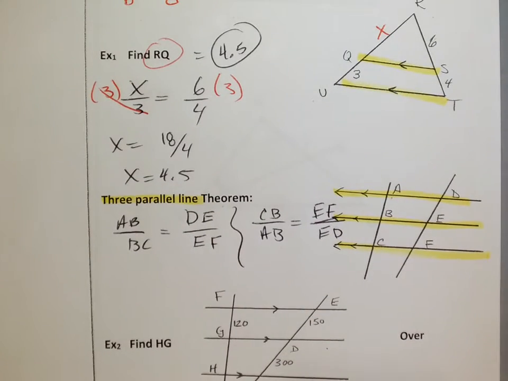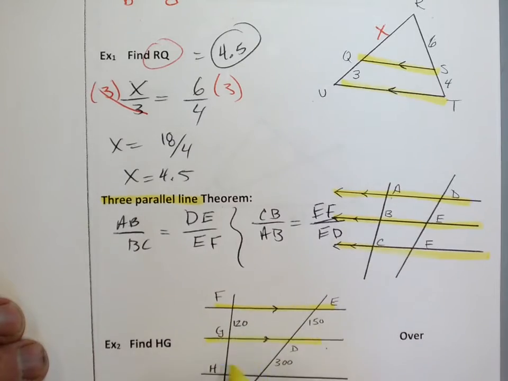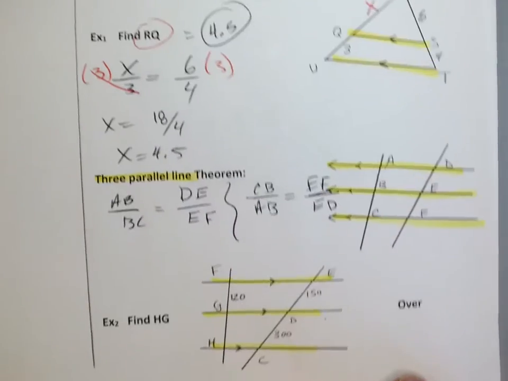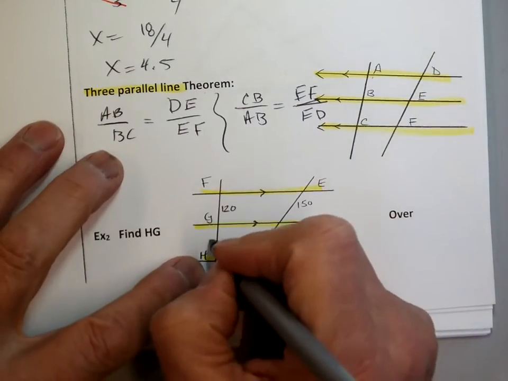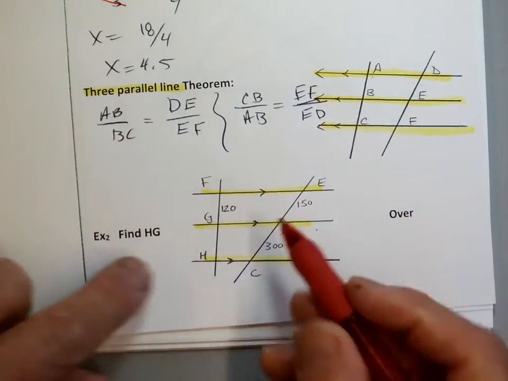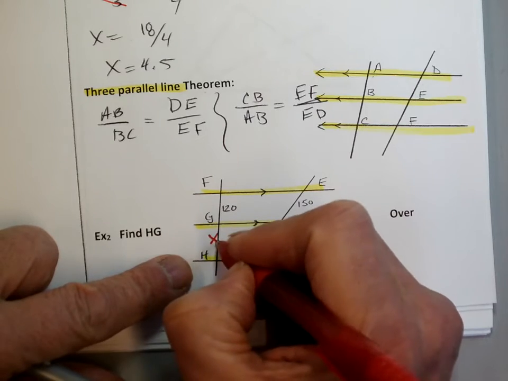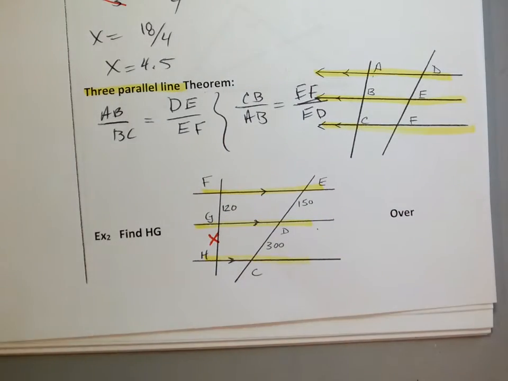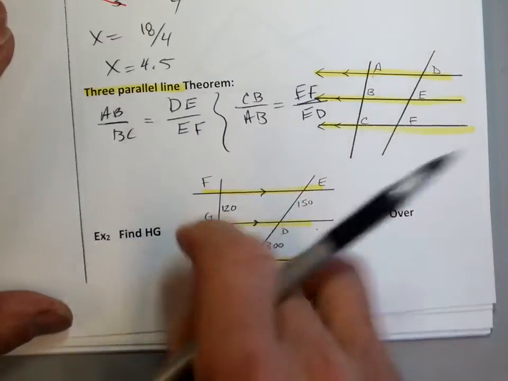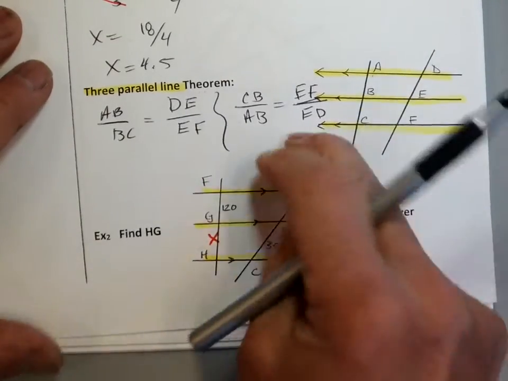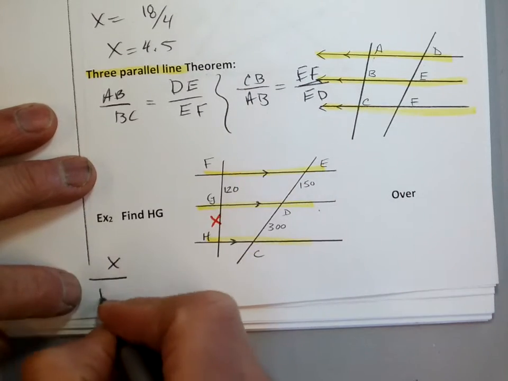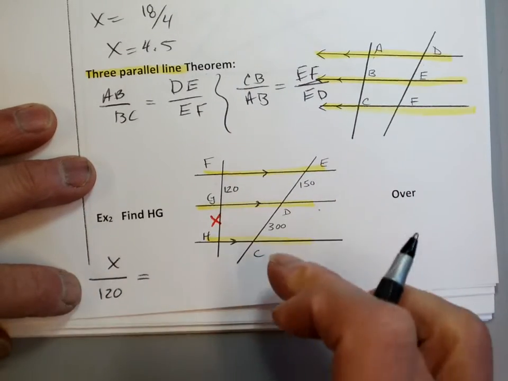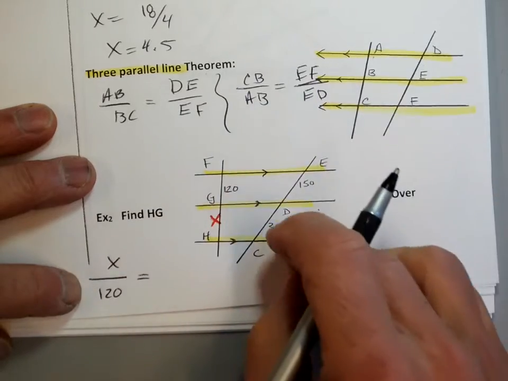Okay, here we go. Do I have three parallel lines? Yes, I've got a parallel line here, here, and here. And if that's the case, then sure enough, I want to find HG. I just like to call it X. It's my unknown. So let's set it up. This over this is equal to this over this. So we can write x over 120 is equal to, be consistent, x over 120 is 300 over 150.